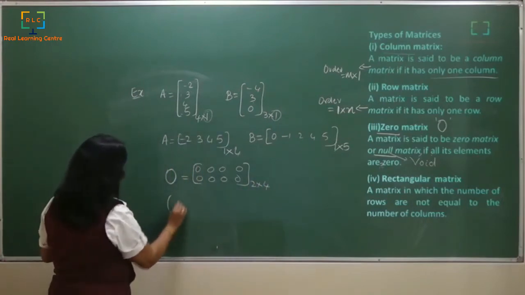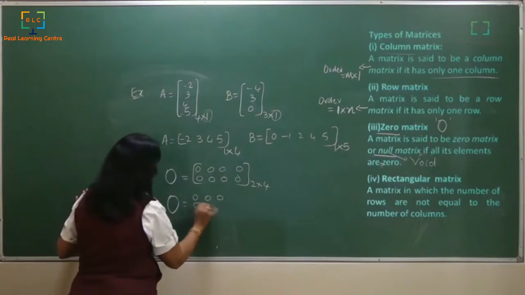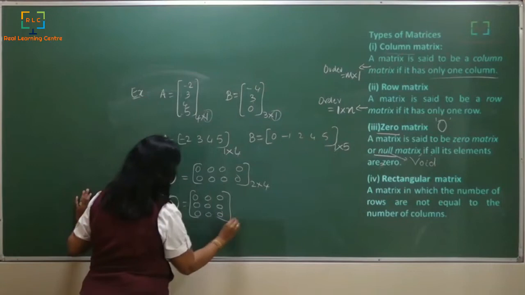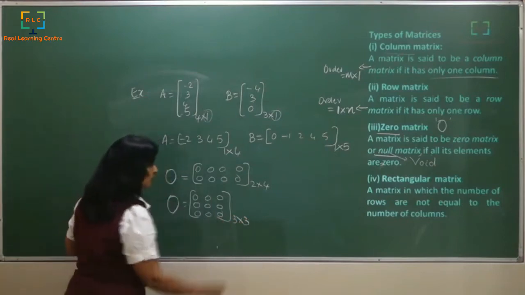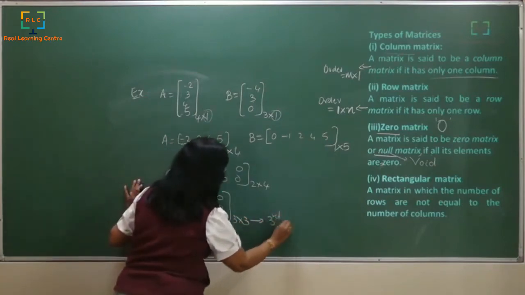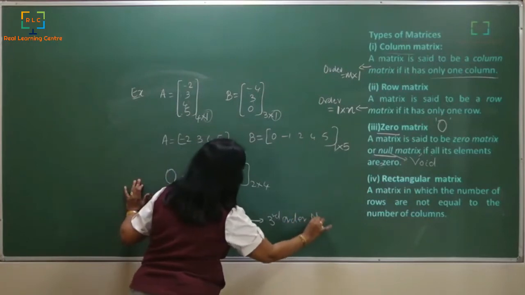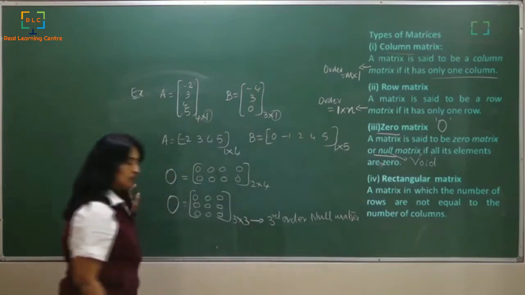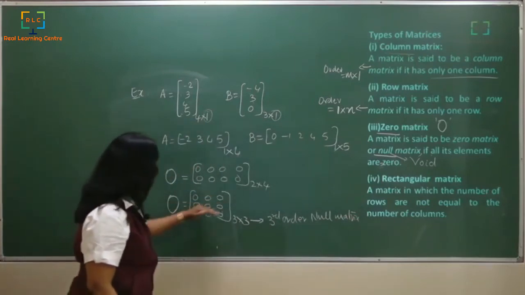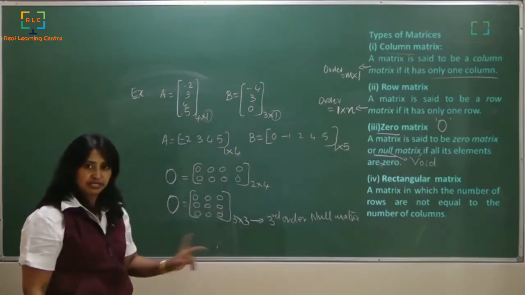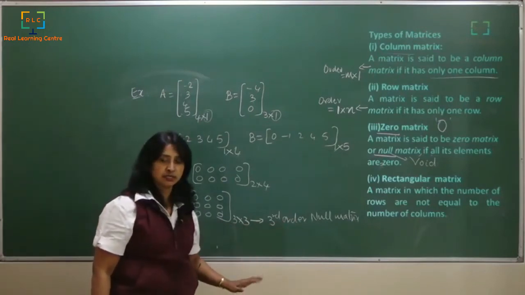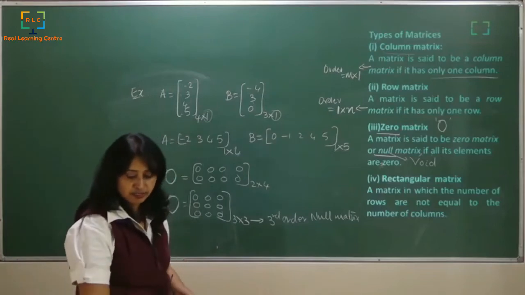Now one more I will write. O is equal to 0, 0, 0, 0, 0, 0, 0, 0, 0. We call this a 3 cross 3 null matrix, or a third order null matrix. Whenever the number of rows and the number of columns are equal, we get the same number, is it not? 3 cross 3, so it is said to be a third order null matrix. We will be coming across the square matrix also.